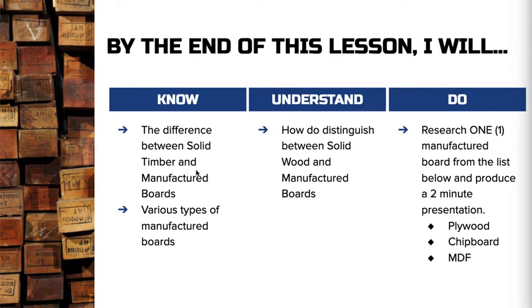So you're going to know the difference between a solid timber and a manufactured board by the end of this video. You should know some of the types of manufactured boards. You should know how to distinguish between a solid wood and a manufactured board. And what we're going to do is get you to research one manufactured board from the list below. So you can pick plywood, chipboard, or MDF. And you're going to produce a 2-minute presentation on that manufactured board. And I'll give you some more information about that shortly.